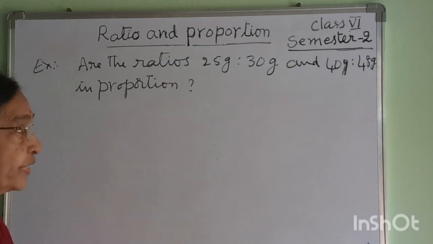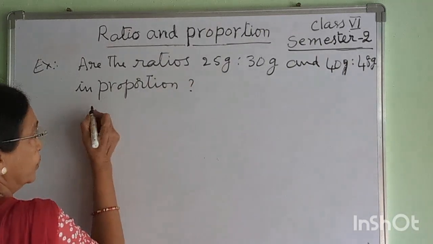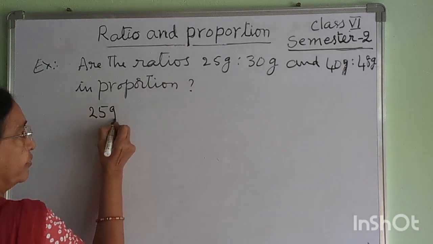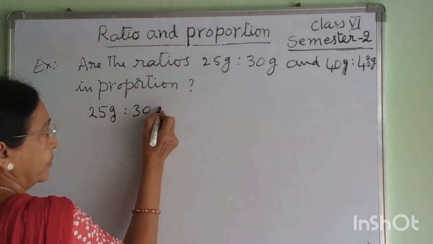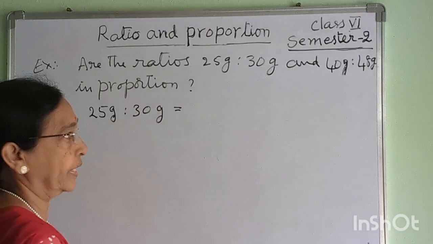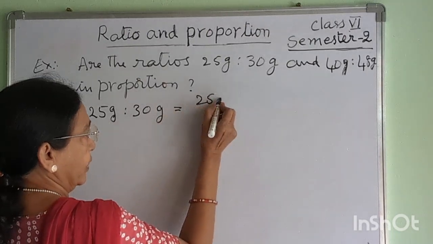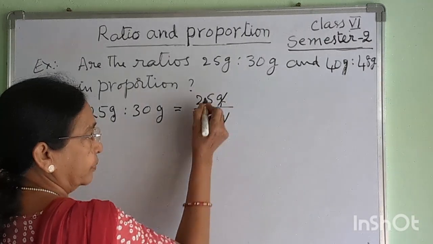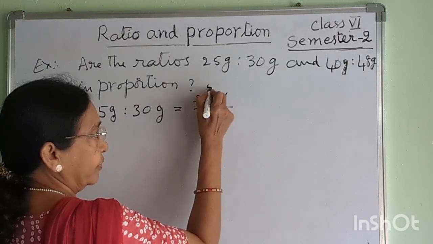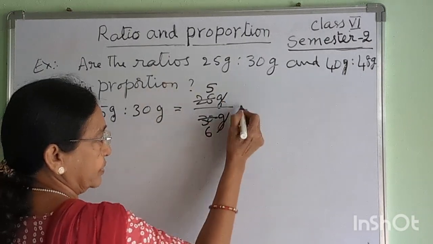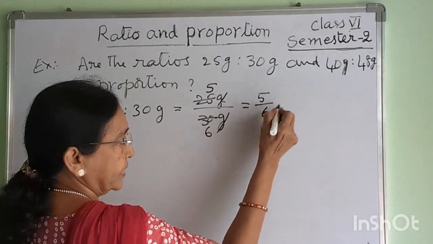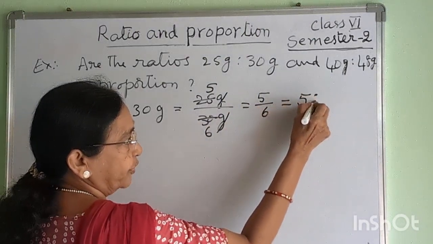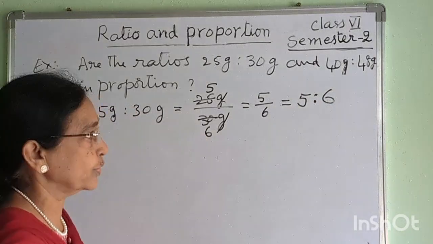So we have to find out the ratios. First ratio, 25 grams is to 30 grams. We simplify it like this, 25 grams by 30 grams. Both are divided by 5. 5 fives 25, 5 sixes 30. Therefore this is equal to 5 by 6, or in the form of a ratio we can write it as 5 is to 6.